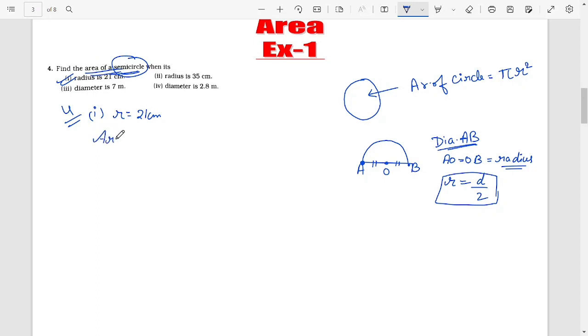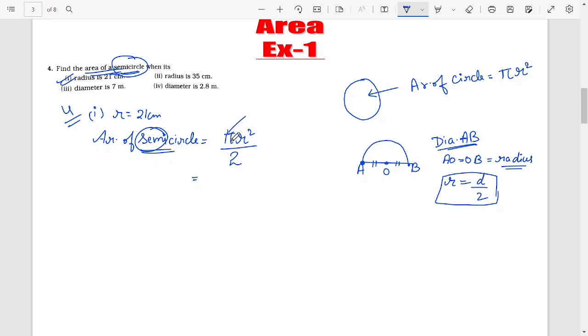So what will be the area of semicircle formula? First of all, we will write the formula for area of circle. Area of circle is pi r square. But this is a semicircle. Semi means half. So what we will do, we will halve it. Half means divide by 2. So the formula for area of semicircle is pi r square upon 2. Now we will put the values.